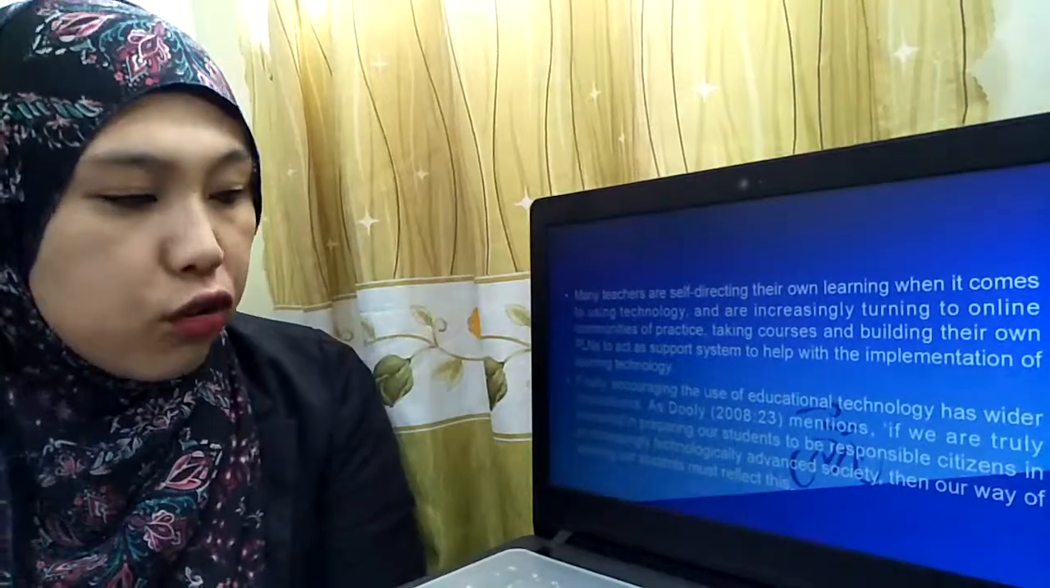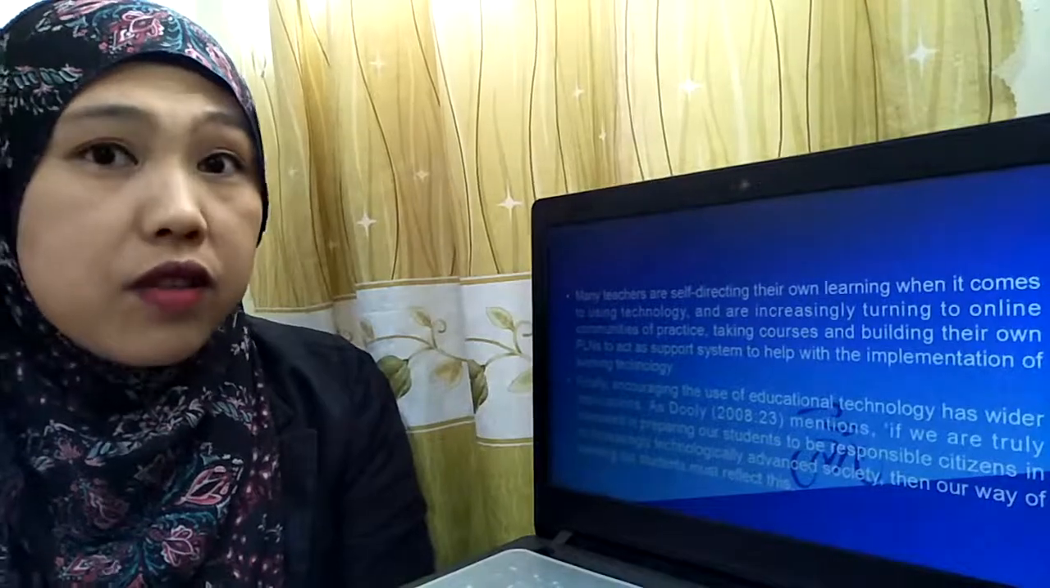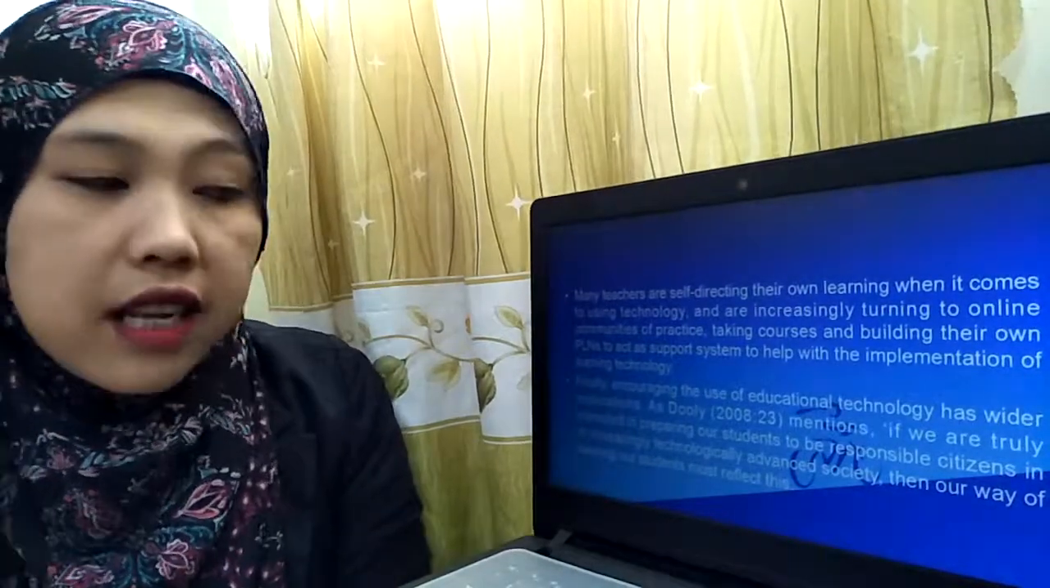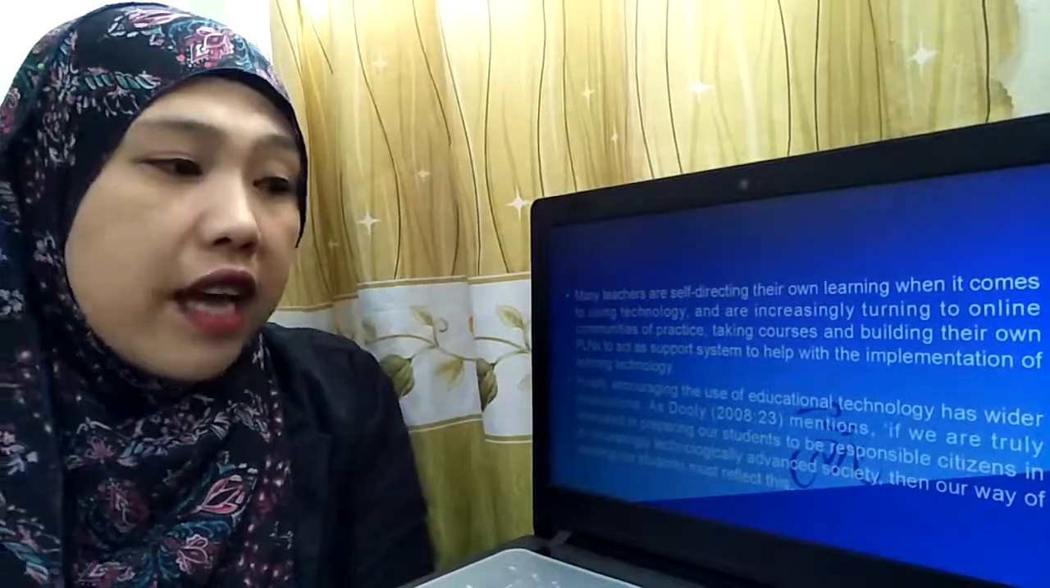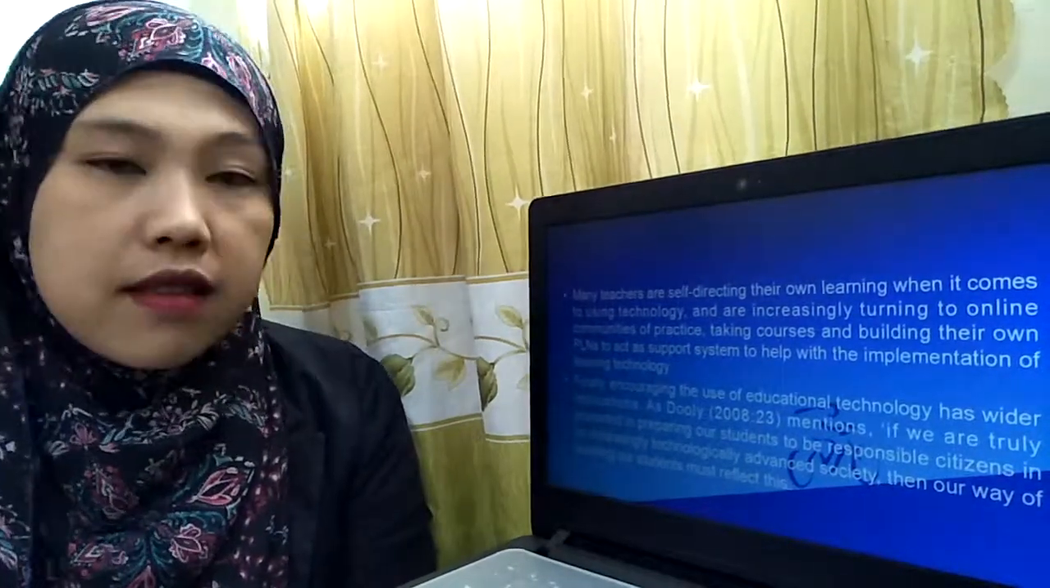Finally, encouraging the use of educational technology has wider implications, as Dudeney 2008, page 23, mentions. If we are truly interested in preparing our students to be responsible citizens in an increasingly technologically advanced society, then our way of teaching our students must reflect this.